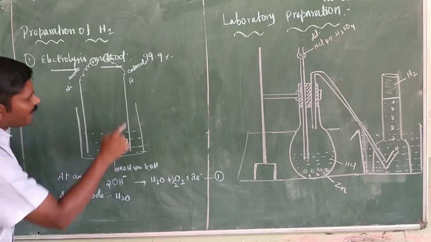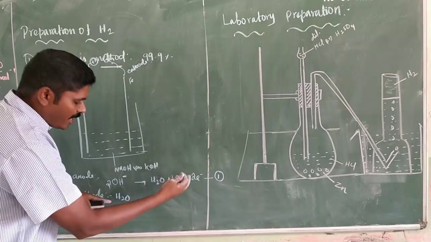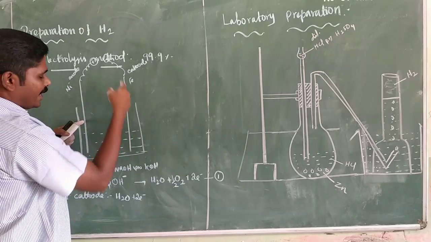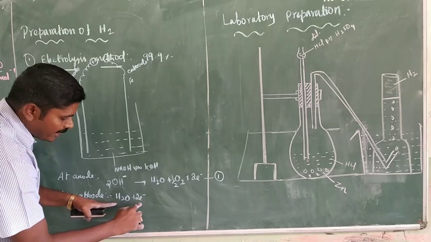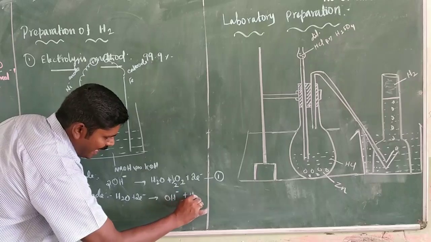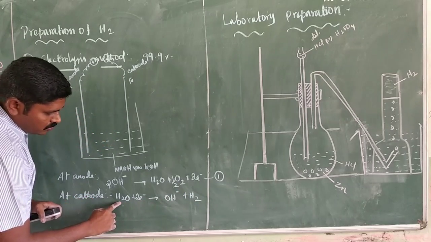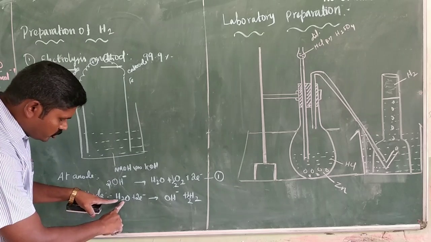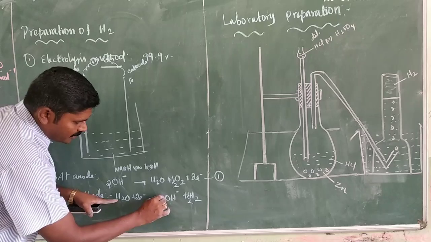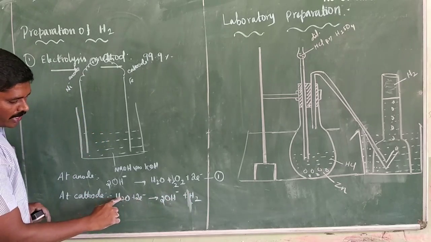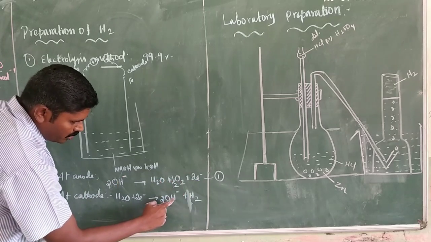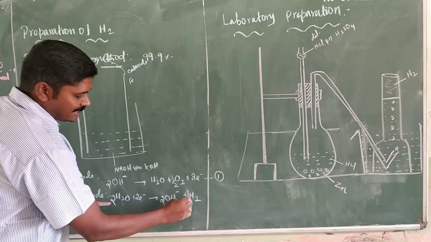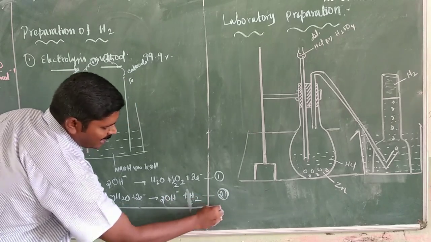At the cathode, the water molecule is converted into hydroxide ion and hydrogen by absorbing electrons. There is a loss of 2 electrons at the anode and a gain of 2 electrons at the cathode. So H2O gains 2 electrons to give hydroxide ion and hydrogen. Balancing, 2 H2O gain 2 electrons to give 2 OH minus and H2. This is equation 2.